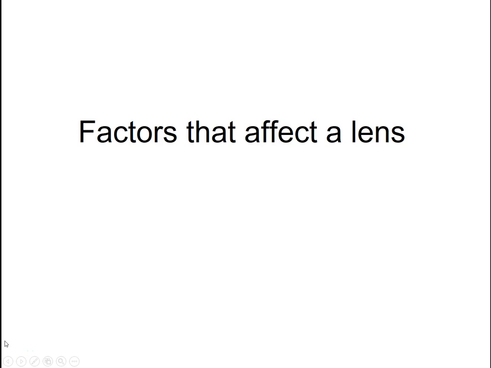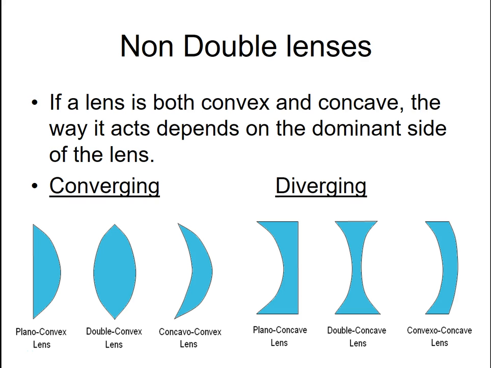So today we're going to look at what are the various factors that can affect how a lens acts. First of all, you may have noticed that we've been focusing on double convex lenses and double concave lenses, but if you take a look at your glasses, they are both convex on one side and concave on the other. So the way you can tell how it acts is which side dominates.